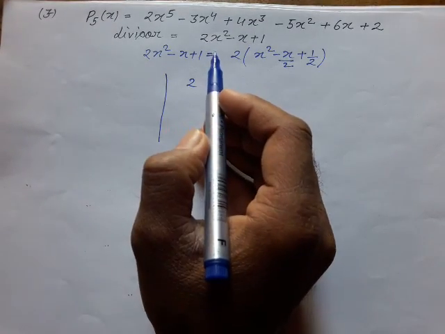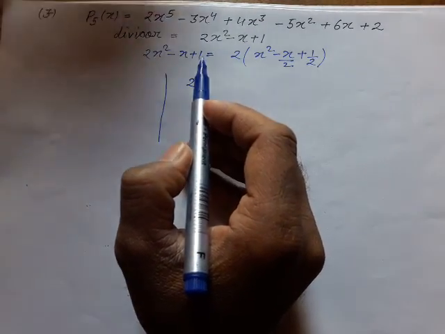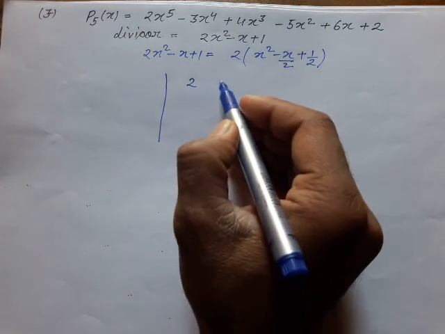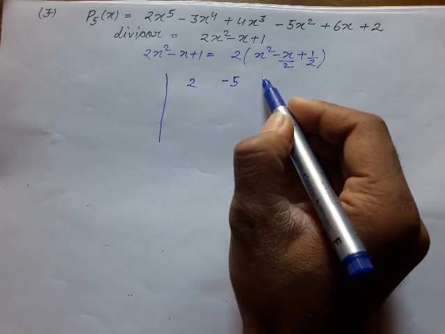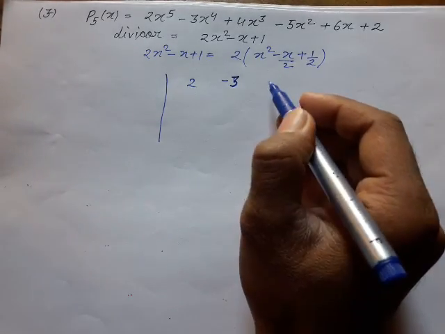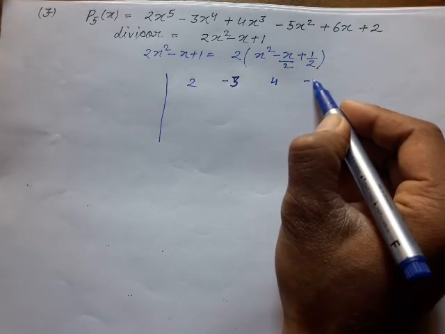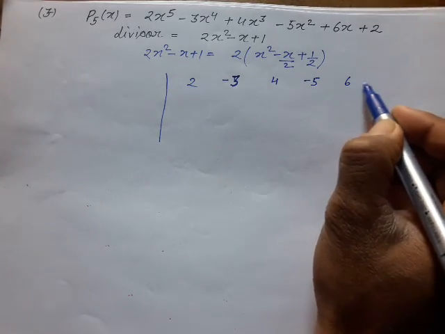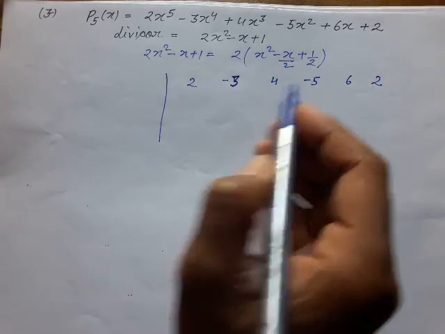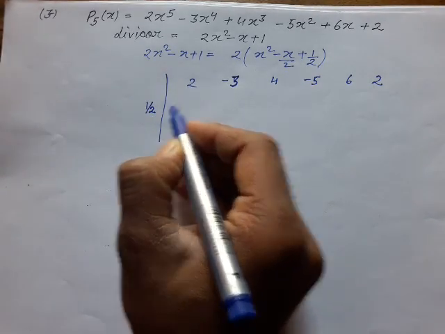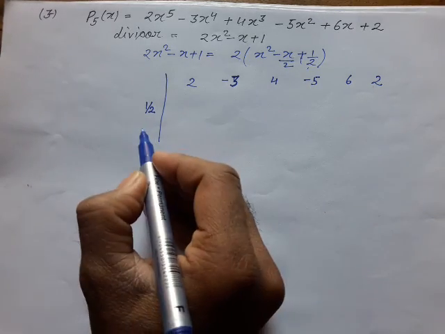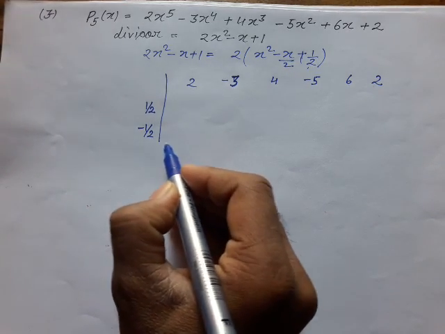So we write down the coefficients of the polynomial: 2, minus 3, 4, minus 5, 6 and 2. The second term is minus 1 by 2, so we write down here plus 1 by 2. The third term is plus 1 by 2, so we write down here minus 1 by 2.